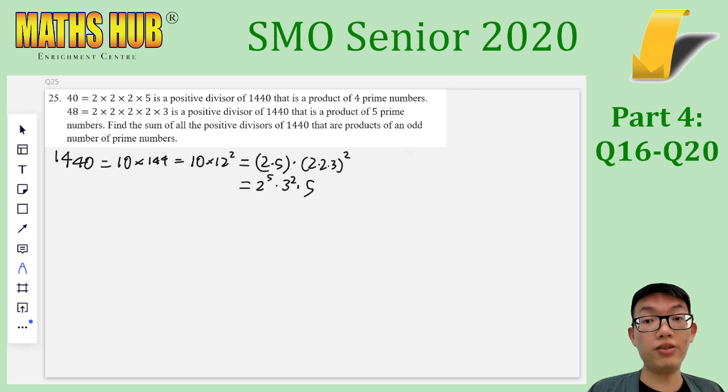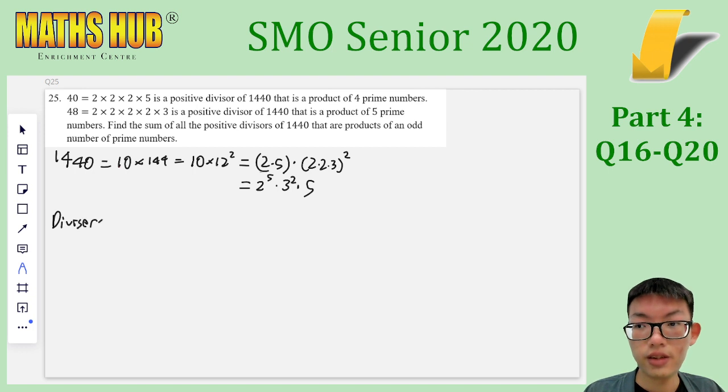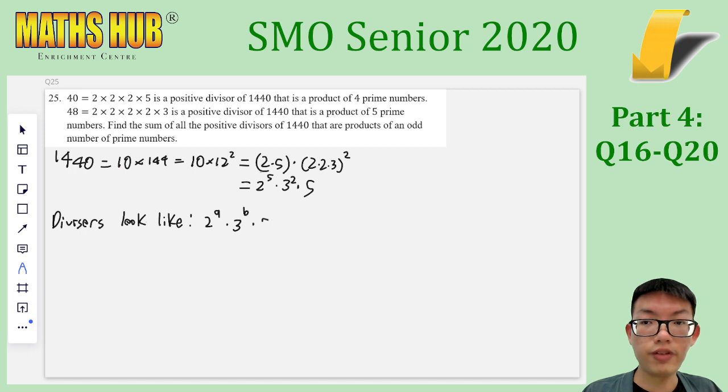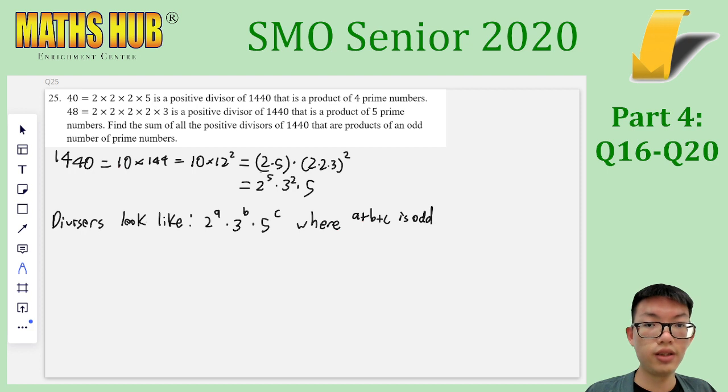How do the divisors look like? Now, divisors will look like 2 to the power of a times 3 to the power of b times 5 to the power of c, where we have the condition that a plus b plus c is odd, and of course it is a divisor. So a is at most 5, b is at most 2, and c is at most 1.